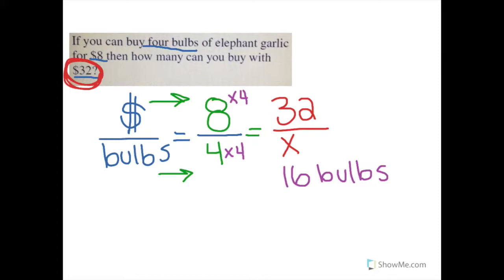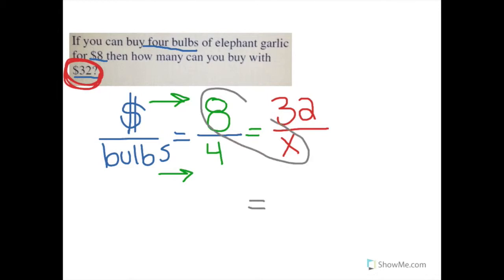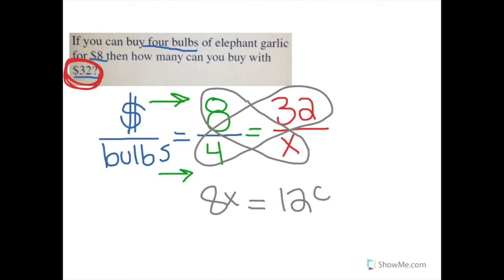But I'm going to show you how you could do it using cross multiplication too. If I solve this using cross multiplication, I drop down the equal sign so I don't forget, and then 8 times x gives me 8x. And 4 times 32 gives me 128.